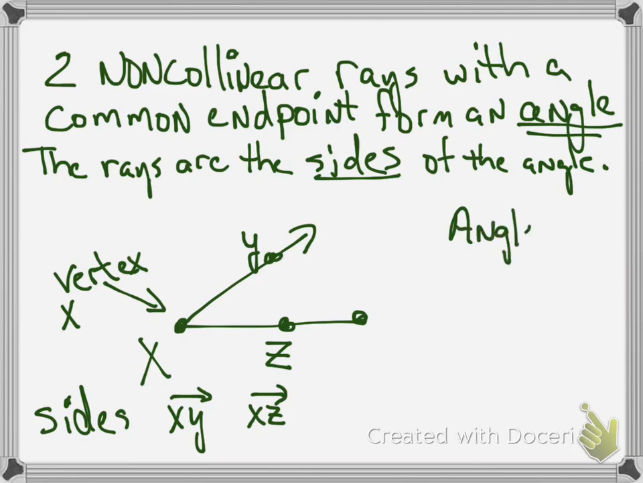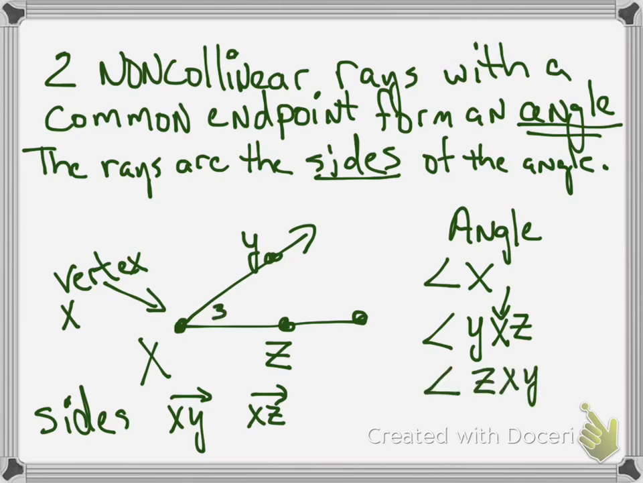Keep in mind, there are different names I can give this angle. I can call it angle X, based on the vertex. I can say YXZ, based on the three points that make up the angle, but notice that the vertex is in the center. That is important. Or I could say ZXY, again with the vertex in the center. Or if there was a name or number in the interior, like a 3, I can say that's angle 3.